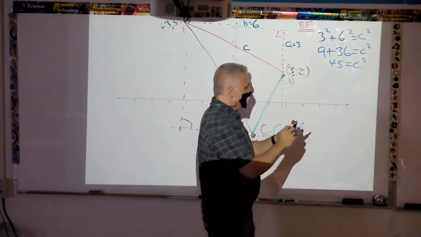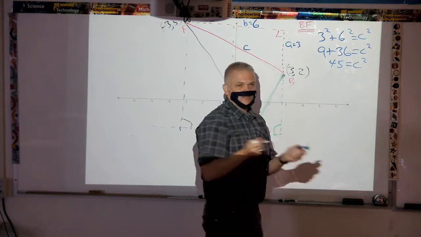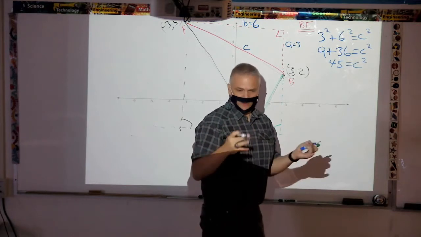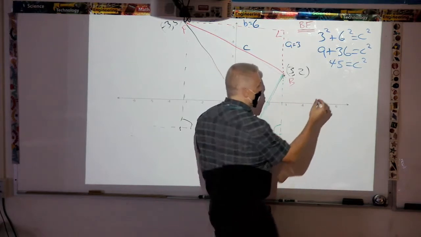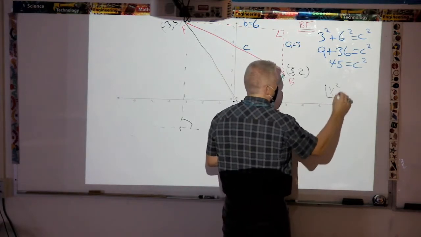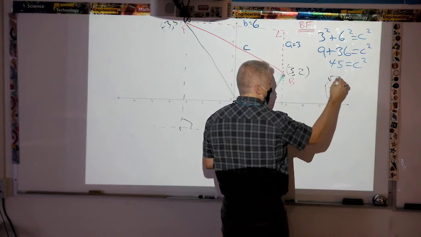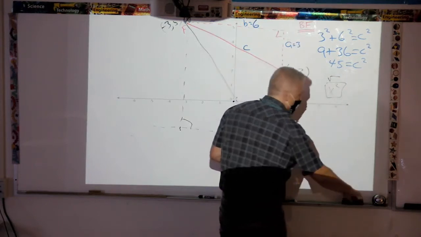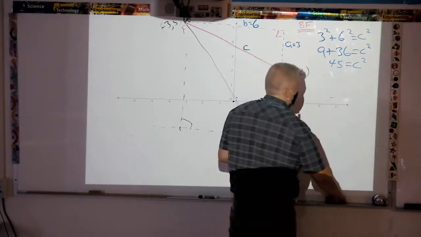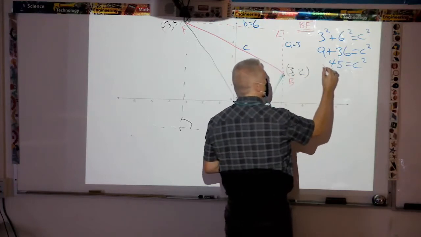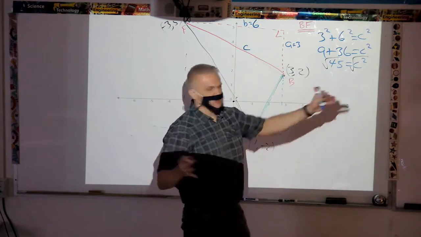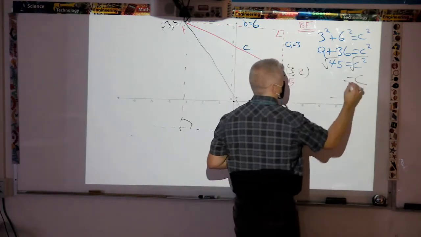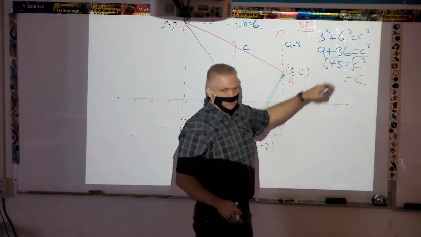Exactly. The square root and the squaring are inverse operations. That's the reason why on your graphing calculator, when you have the x squared button, right above it is a square root, because those are inverse operations. They cancel each other out. So you take the square root of both sides. The square root and the squared cancel. Boom, C equals the square root of 45.